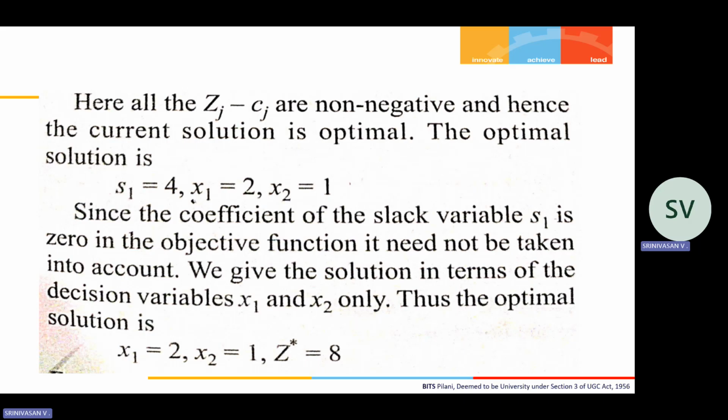Hope you have understood clearly now how we solve an LPP by the simplex method. So we will have a break for about 5 minutes, and then we will resume the class for the next problem.